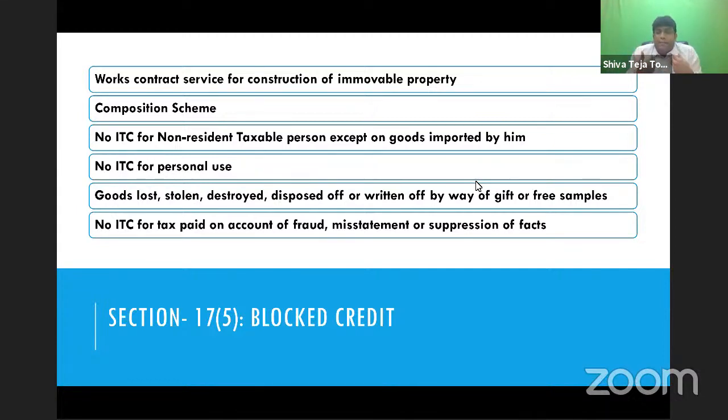For example, in my office, when I purchased AC, tables, chairs, whatever GST I paid, I have claimed credit because it is movable. It is not immovable property. Next.